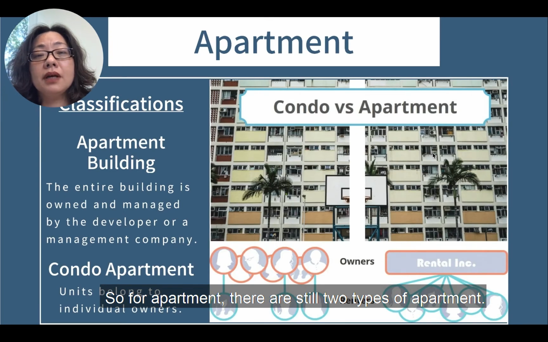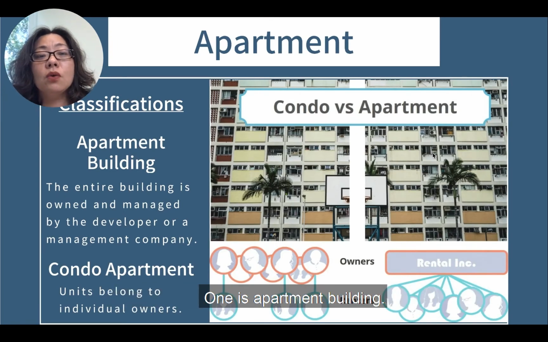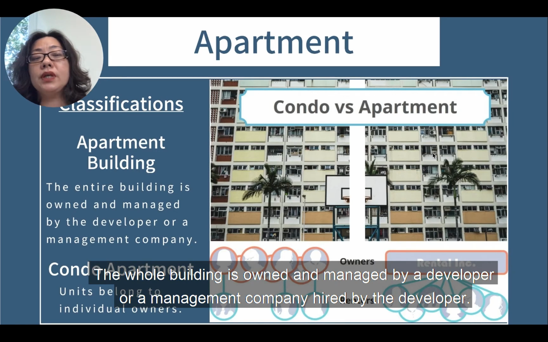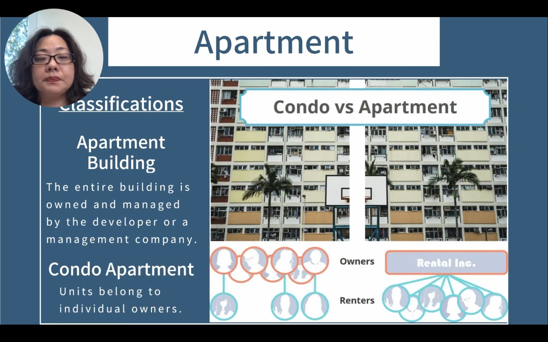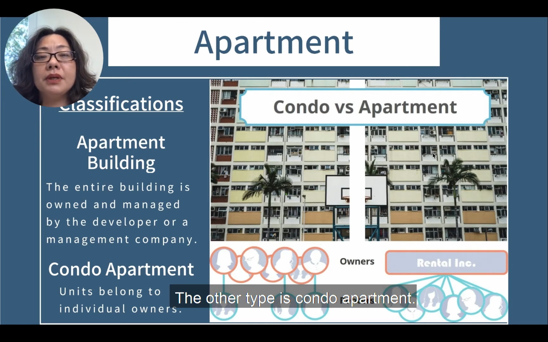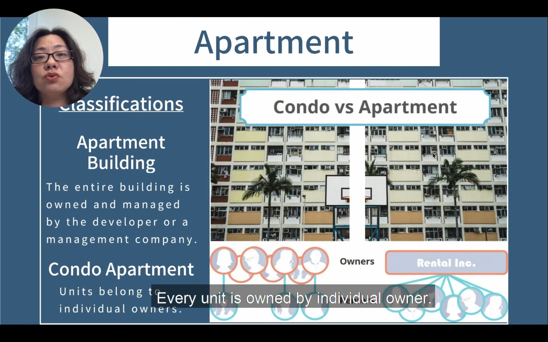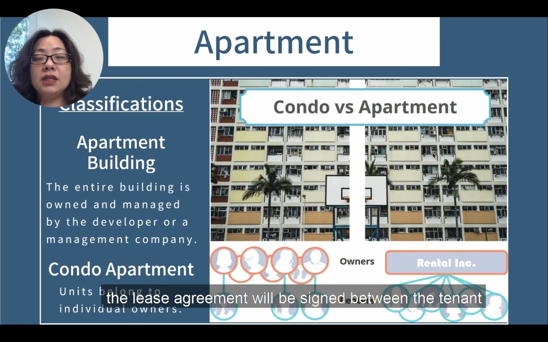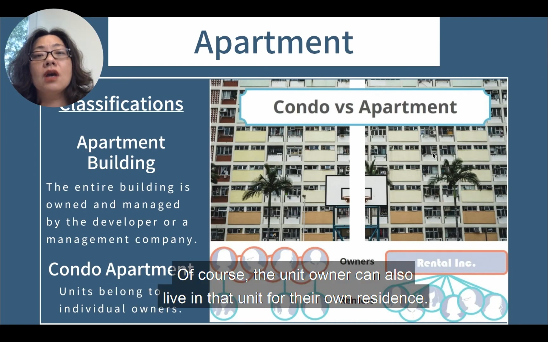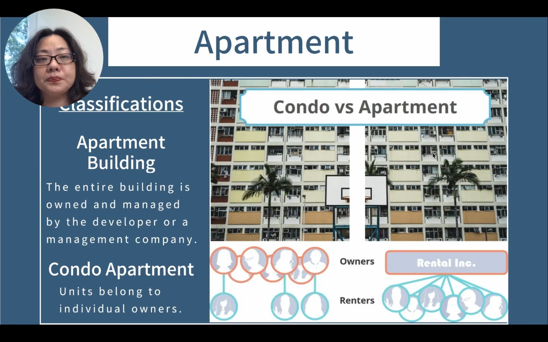So for apartments, there are still two types of apartment. One is apartment building. The whole building is owned and managed by a developer or a management company hired by the developer. So all the residents inside that building are tenants. The other type is condo apartment. Every unit is owned by an individual owner. So if a tenant wants to live in a condo apartment, the lease agreement will be signed between the tenant and the unit owner. Of course, the unit owner can also reside in that unit for their own residence.